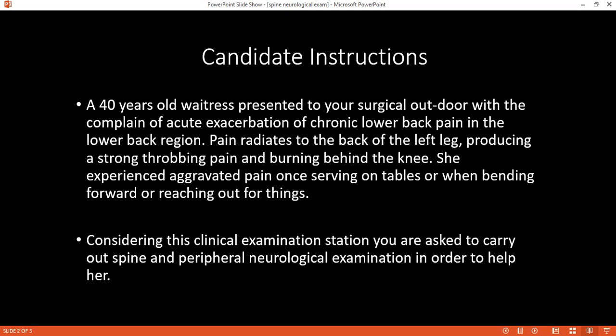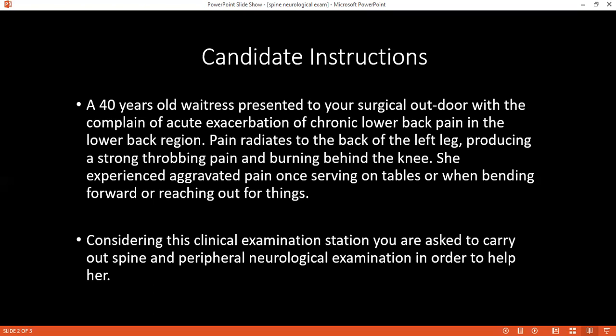Then I also want to expose my patient, both her trunk and both her lower limbs. Considering her dignity and integrity, I will also be careful so as to preserve her dignity and integrity. She can keep her undergarments on.